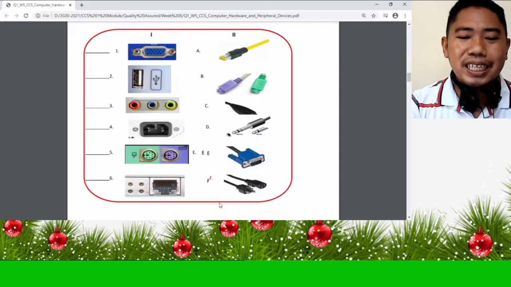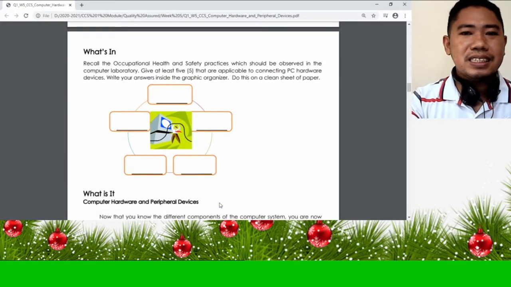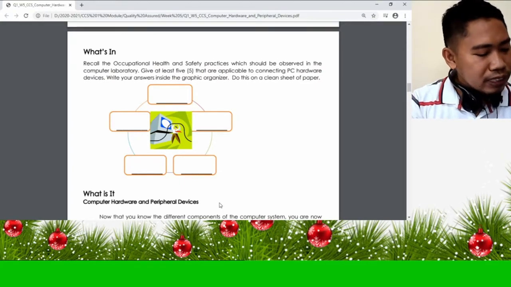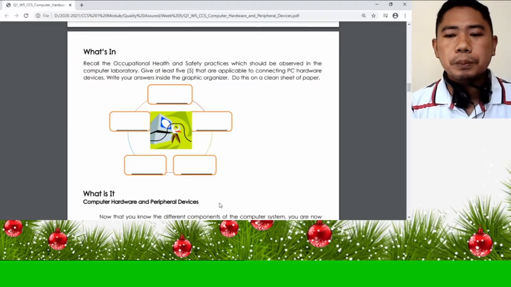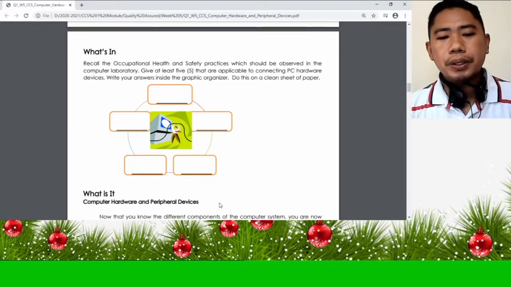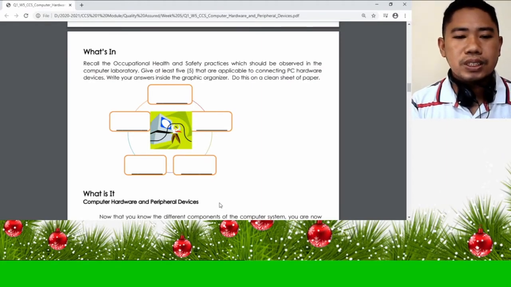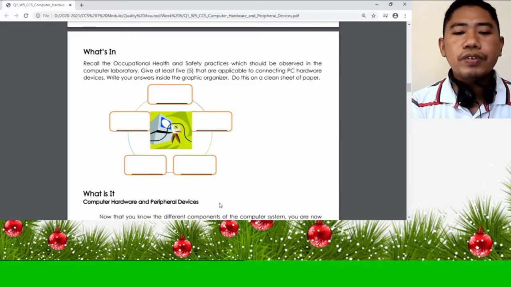Very good. After that, you will do the activity What's In. This is a recall and review. Recall the occupational health and safety practices which should be observed in the computer laboratory. Give at least 5 that are applicable to connecting PC hardware devices. Write your answers inside the graphic organizer, on a clean sheet of paper.